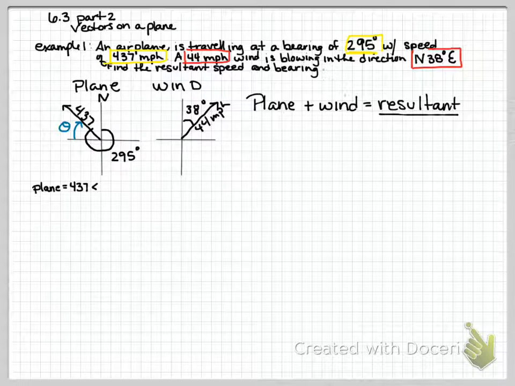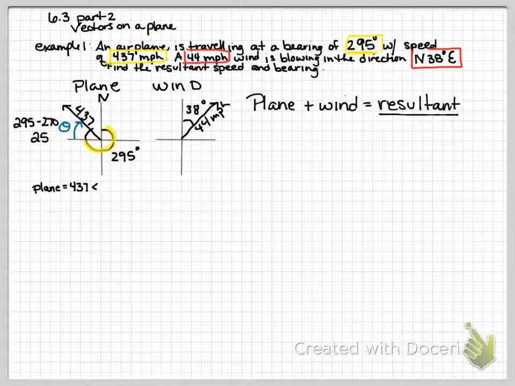So our bigger angle is 295. From here to here is 270. So if I want to find theta, I'm going to take 295 minus 270, and that gives me 25 degrees. So we want to use the reference angle. We don't want to use the bearing. We need to find our reference angle, and the reference angle is always off of the x-axis, because it has to be where the initial ray is on the x-axis and the terminal ray can be somewhere else.